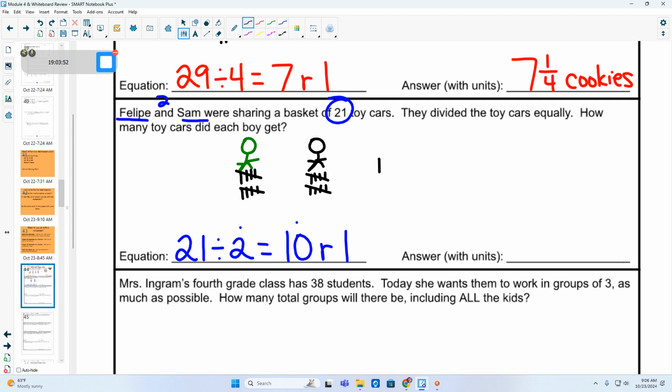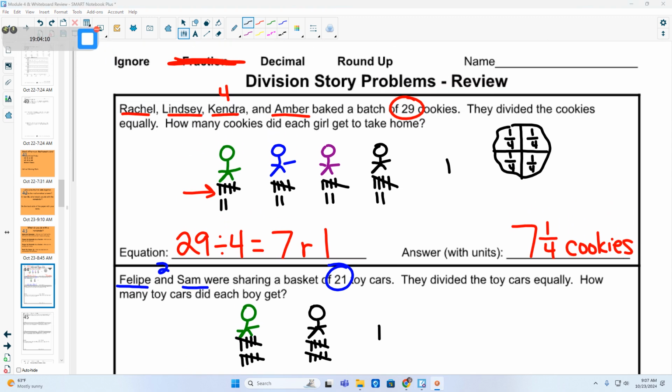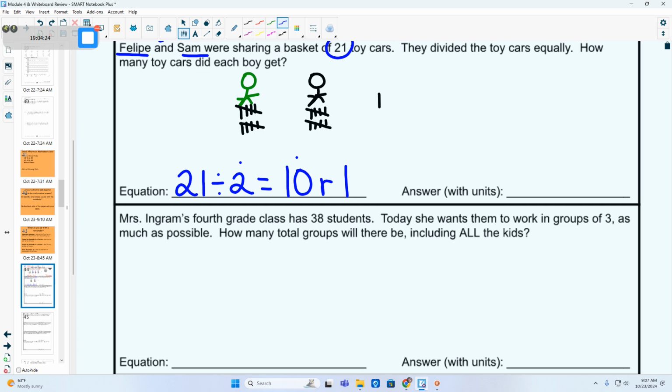Now, you would not say to a kid, you each get 10 remainder 1 cars, and you can't split a toy car in half. I mean, I guess you could with a saw, but that seems kind of crazy. So in this case, because you cannot split a car into pieces, and you can't be unfair and give one boy the car and one boy doesn't get the car, so we're just going to ignore the remainder, okay? So cover up that remainder 1 with your hand, and the answer then is just each boy gets 10 toy cars, okay?